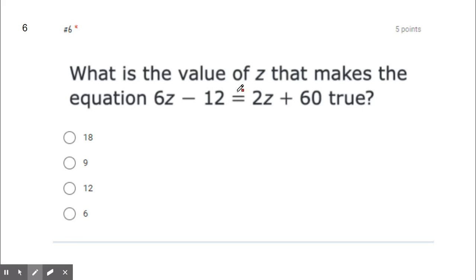Or you could do what we just did then, where we draw our line and we'll move things around. Like I'm going to put all my whole numbers on one side and all my z's on the other side. So I want to move all my z's to this side since this side has more z's. And I want to move all my whole numbers to this side since it has more. So let's see. I'm going to get rid of this 2z on this side. And whatever I do to one side, I've got to do the other.